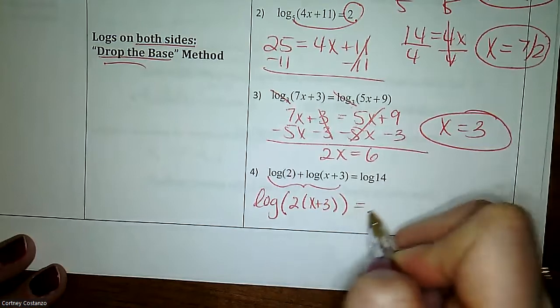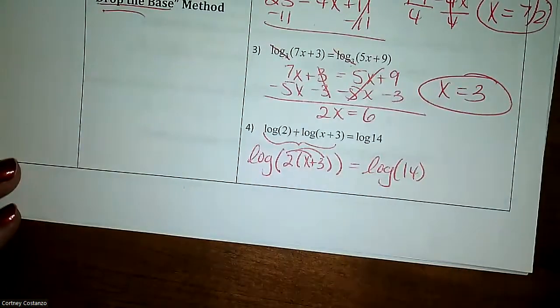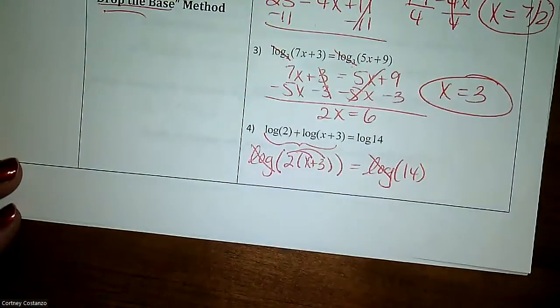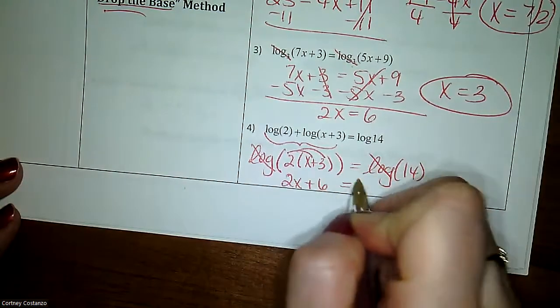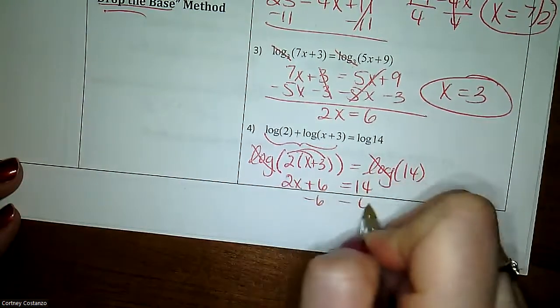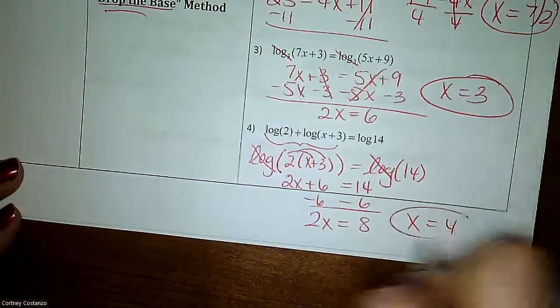Now that's a lot of parentheses. So if you're able to do that distributing right away, feel free to do that. I'm going to drop my logs at the same time. So 2 times x plus 6 equals 14. Subtract that 6 over, and I can easily get my answer.